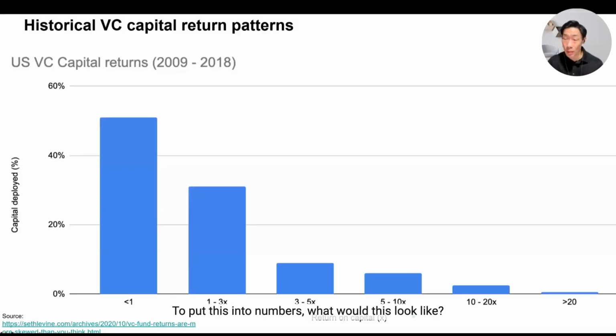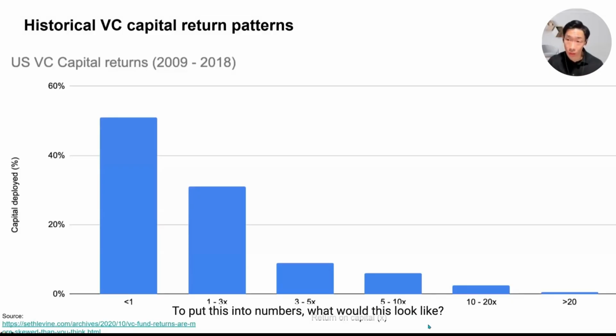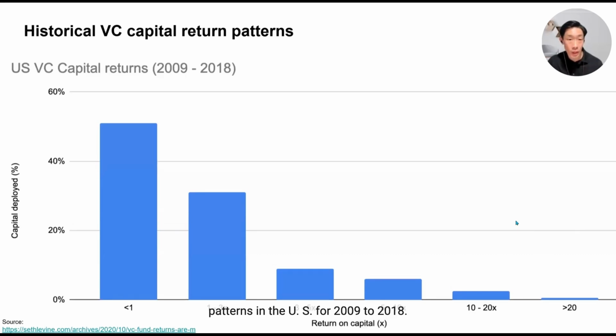To put this into numbers, what would this look like? Let's do an apples to apples comparison. This data set here, this histogram, is showing historical VC capital return patterns in the US for 2009 to 2018. The data says that on average, 50% of capital deployed by VCs in the US during this time period returns less than 1x. 30% returns 1 to 3x. 9% returns 3 to 5x, and so on, right? So we see the long tail pattern in the aggregate on the industry.